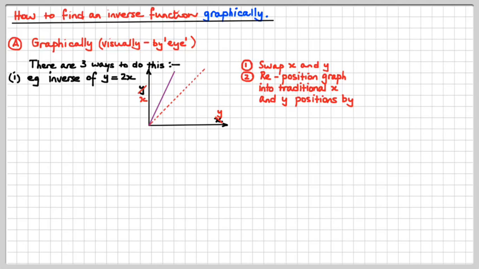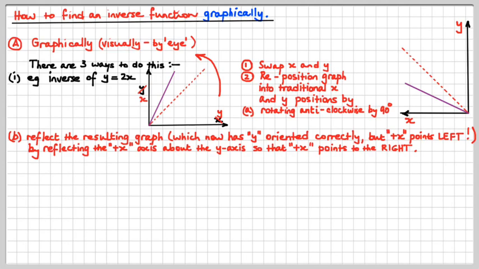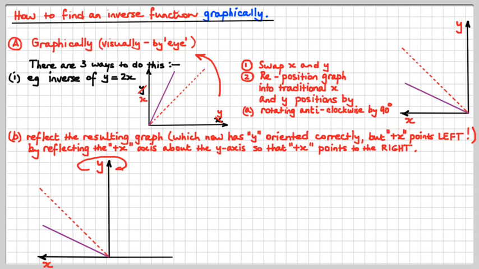So what you do is you reposition the graph into the traditional x and y positions by firstly rotating anti-clockwise by 90 degrees like that. Then you have to reflect the whole graph about the y-axis by 180 degrees. It's better if I show you. Reflect the resulting graph, which now has the y orientated correctly, but the positive x is pointing to the left. That's the problem. So we've got to reflect the positive x-axis about the y-axis so that the positive x-axis points to the right, and this is the best way for you to understand it.